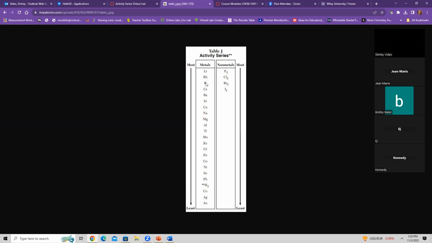Okay, so potassium can replace cesium, barium, strontium, calcium, but not rubidium or lithium because they're above it. And that will be the same for the non-metals for iron? Yes. No, that's not yes.